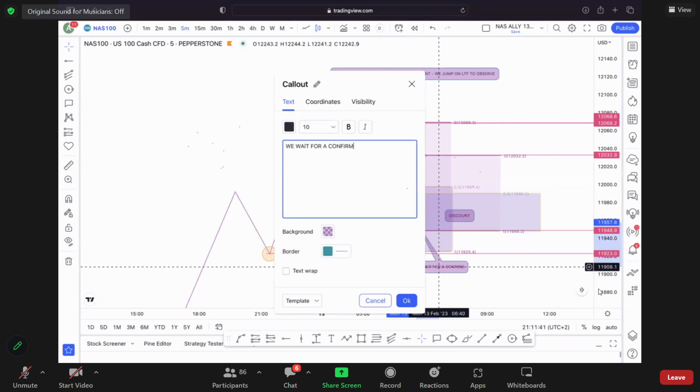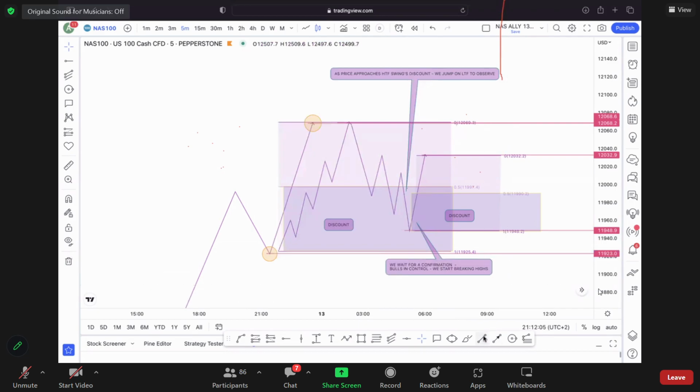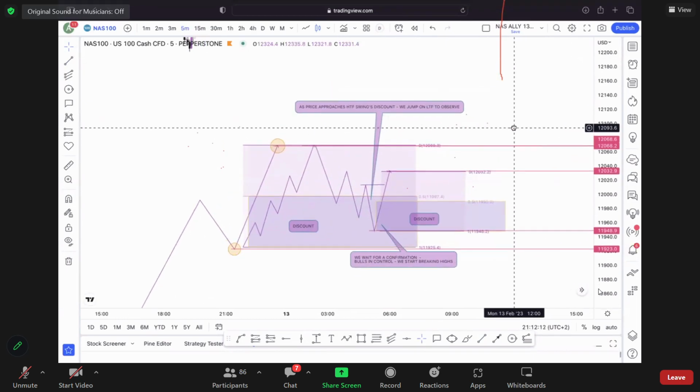So a confirmation that the bulls are in control, it means structurally, what is the market doing? We start breaking higher, breaking high fractals. Exactly, we start breaking highs. So that's our first confirmation once we take out this high, that the bulls are in control. And now we mark out our new trading range.